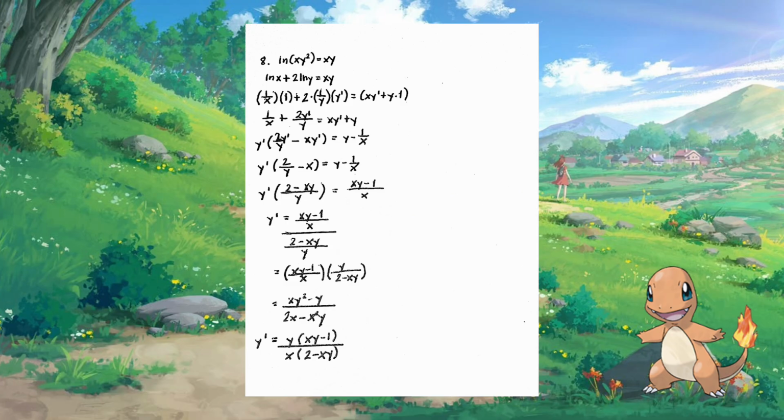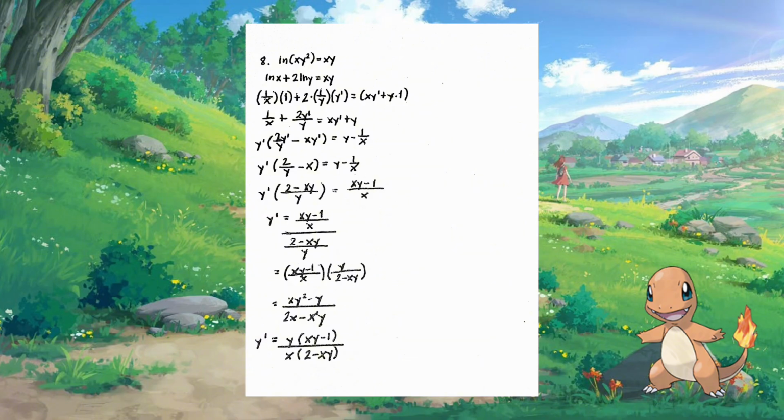For the left side, we can apply the derivative of a natural logarithm by applying the formula 1 over u times the derivative of u with respect to x. So we'll have 1 over x times 1 plus 2 times 1 over y times y prime. And for the right side, we can apply the product rule of the derivative, so we'll have xy prime plus y times 1. And when we simplify it, we'll have 1 over x plus 2y prime over y is equal to xy prime plus y.